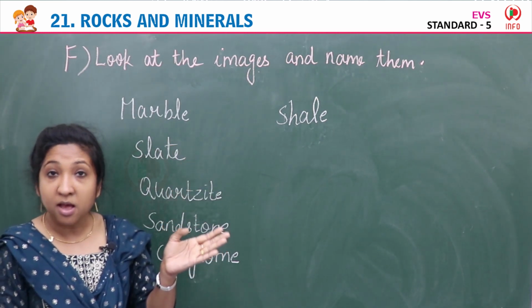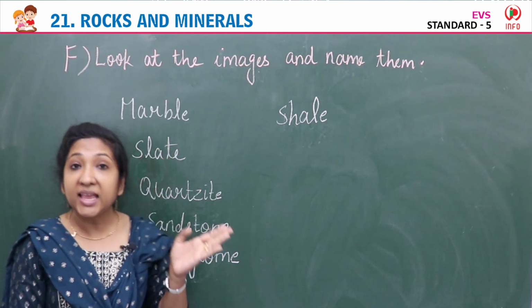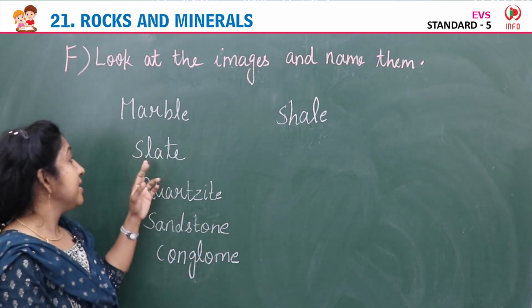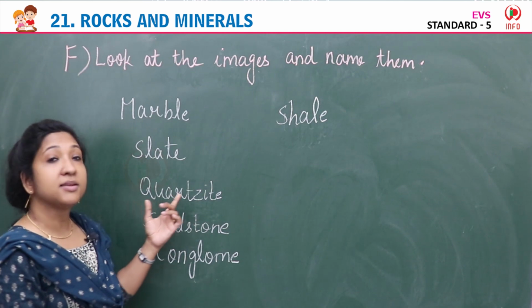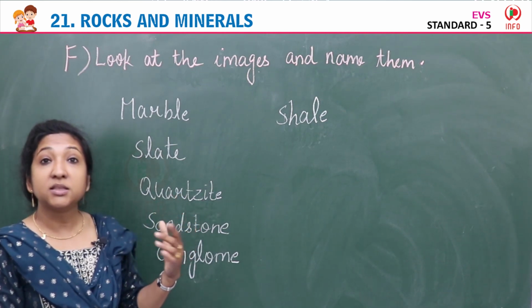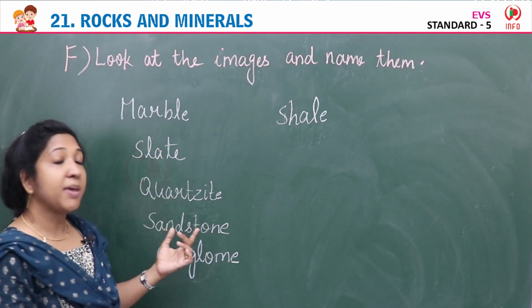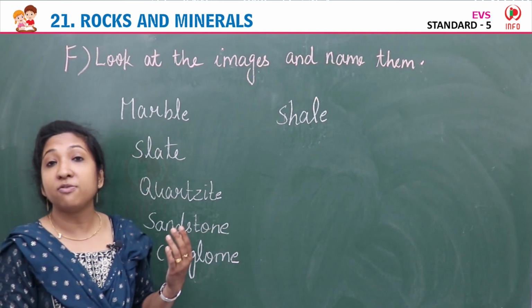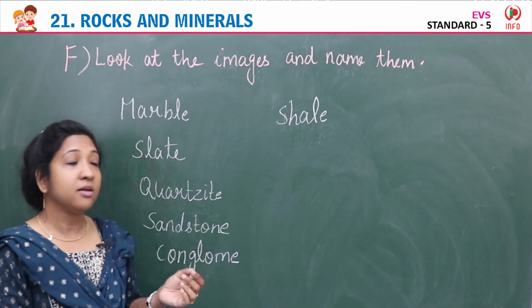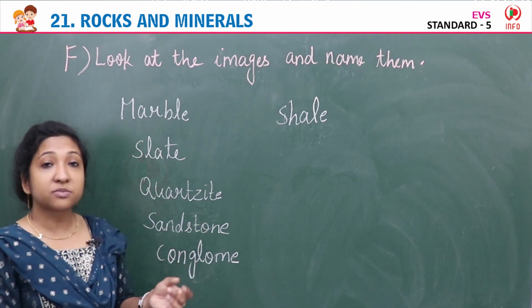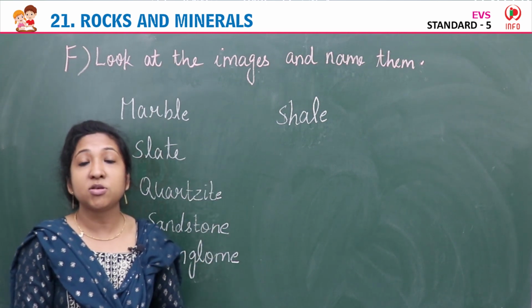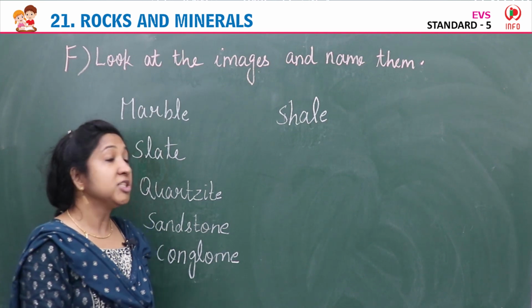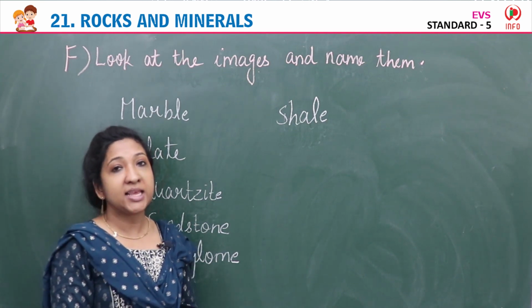So the first image is of a marble. First image is marble, and the second image is of a slate. Now third image, it is a quartzite. Fourth image, it is of sandstone. Then fifth one, conglome, and the last image is of a shale, S-H-A-L-E, shale.